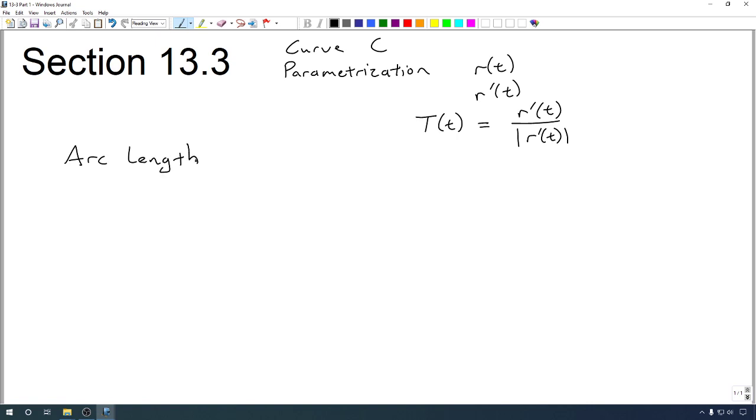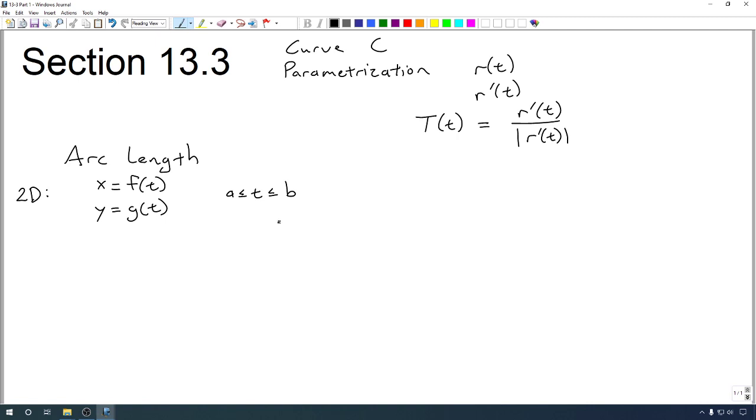So arc length, we're just measuring along the curve as if we were taking a tape measure along it, but we have to think about how to do this mathematically. Now, when we have a parameterization, we are really talking about parametric equations. So in the two-dimensional case, we have x equals f of t, y equals g of t, with some bounds on our parameter t from a to b.